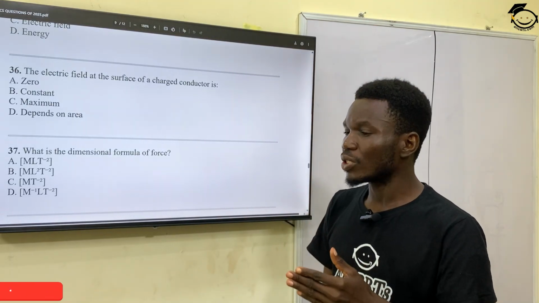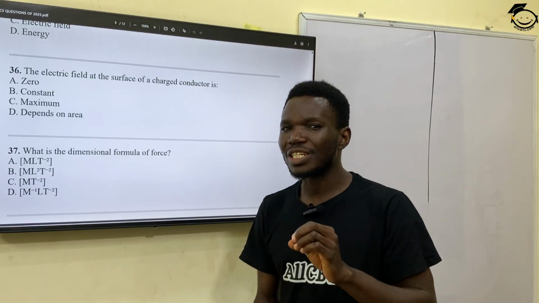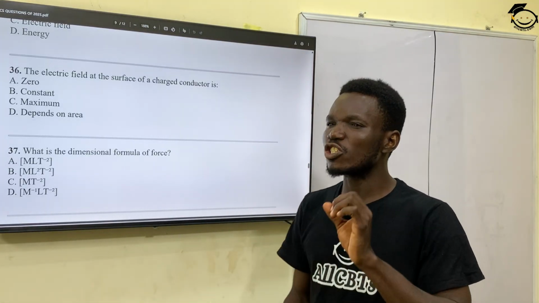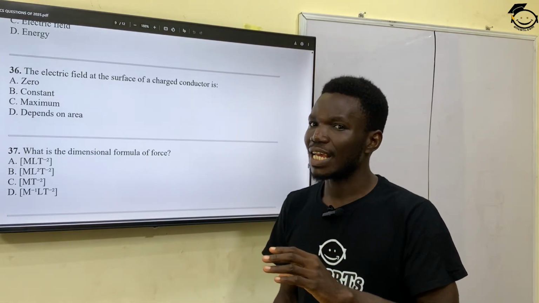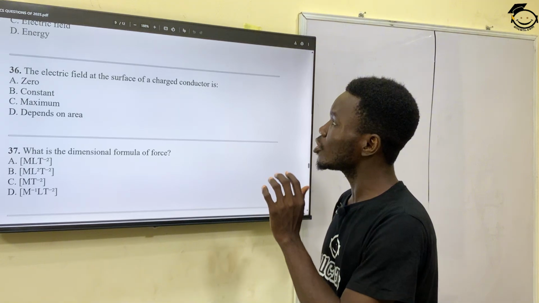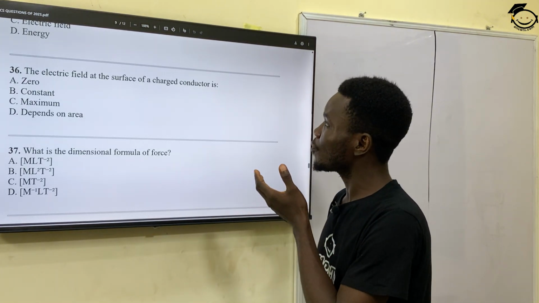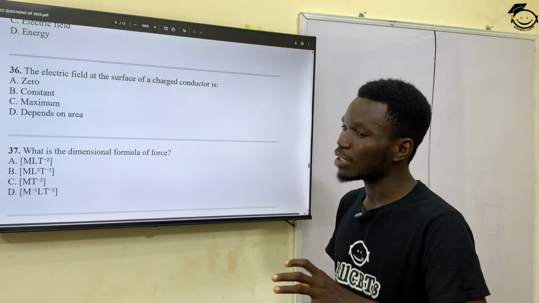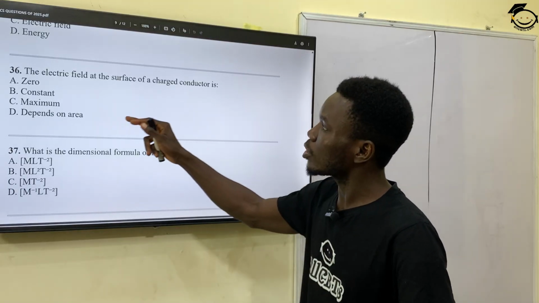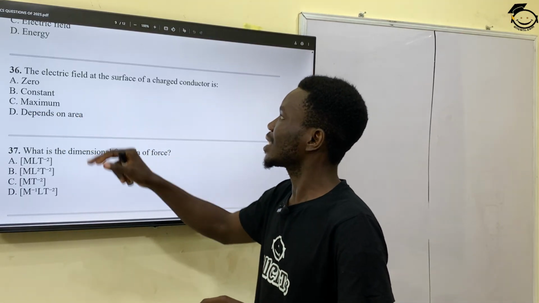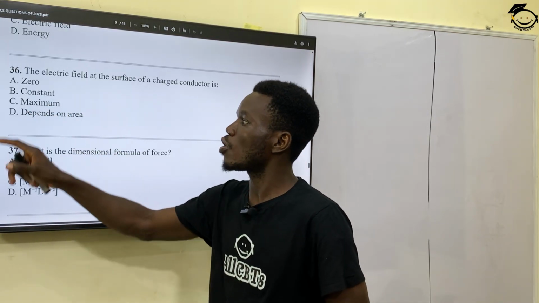Please note that whenever a conductor is charged, the electric field at the surface is the strongest, especially at its pointed end. At any pointed edges, you have more of the electric field present. So at the surface of a charged body, we have what? Maximum of that electric field. So the electric field is maximum at the surface. So that's option C.